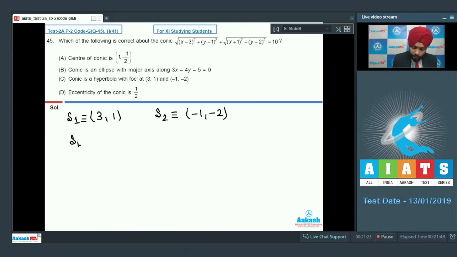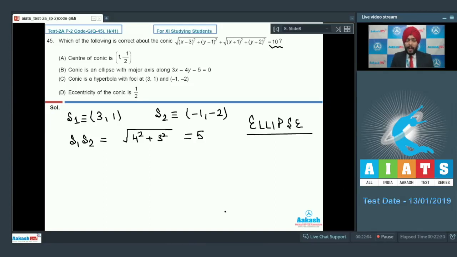What is S1, S2? S1, S2 is root under 4 square plus 3 square, that is 5. So S1, S2, that is 5, is less than the number on the right hand side, that is 10. The sum of distances of a moving point from two fixed points S1 and S2 is equal to 10. Given that the distance between S1 and S2 is 5, we can confirm that the locus of this particular moving point is an ellipse. Okay, so it is an ellipse where the two foci are given.